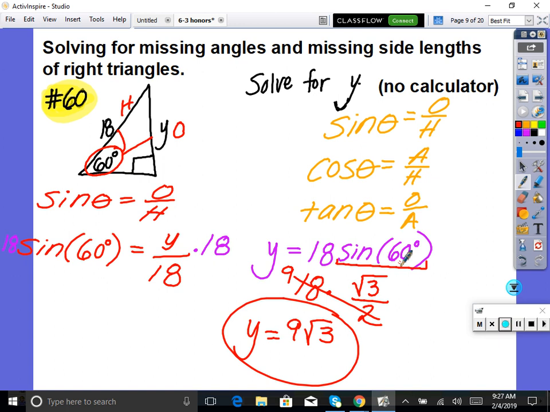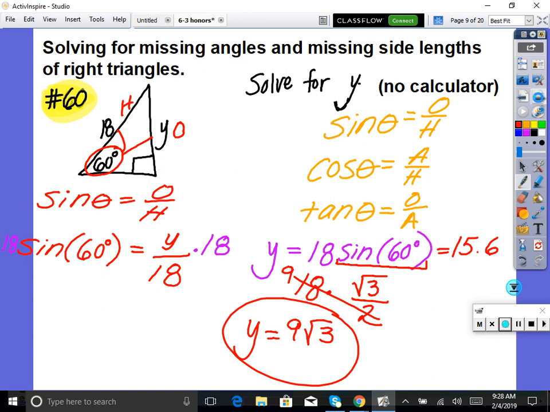Now here's how you could check. You could say, did I do that right? Everybody make sure your calculator's in degree mode. Type in 18 sine of 60, hit enter. You get a decimal answer, which is 15.6, let's just say. Now type in 9 root 3. This is the exact answer of that. That's just the decimal. 9 root 3 is the same thing. It's just that one's an exact answer that we can get. That's why we have the unit circle. And the other one's a decimal answer, because our calculator can only do decimals. Everybody good? Okay.